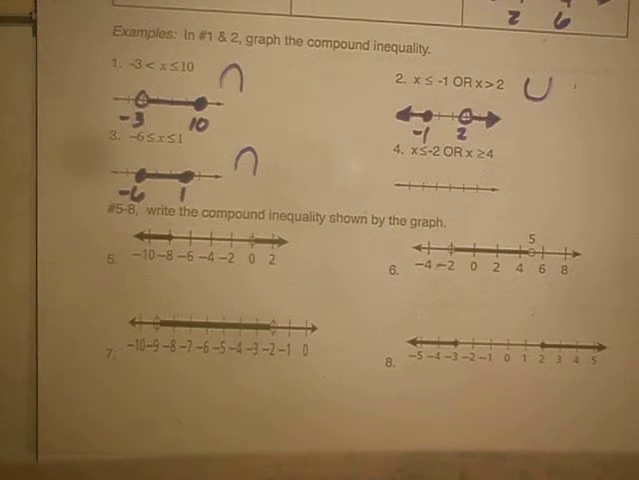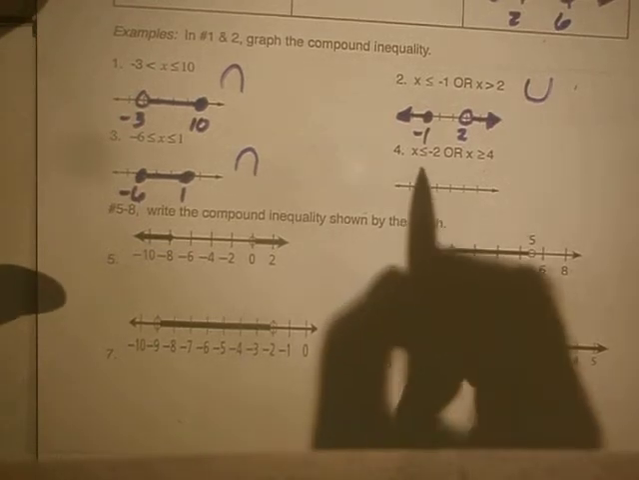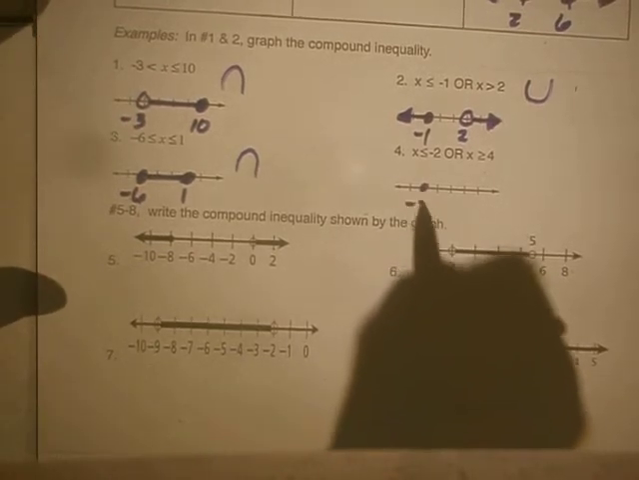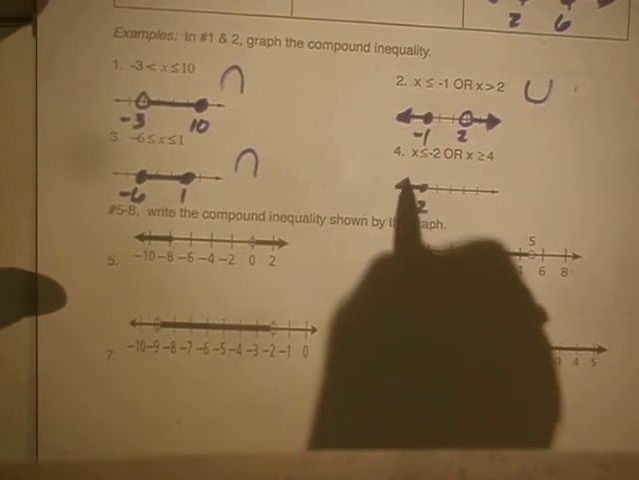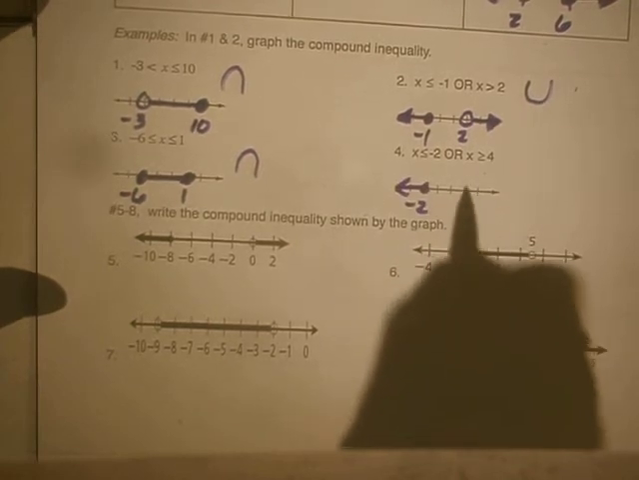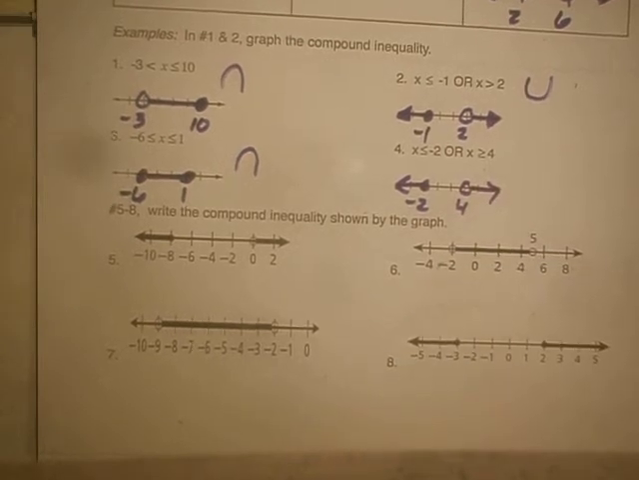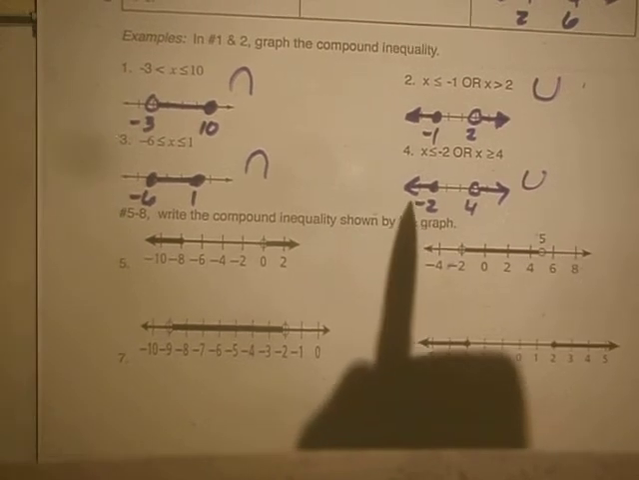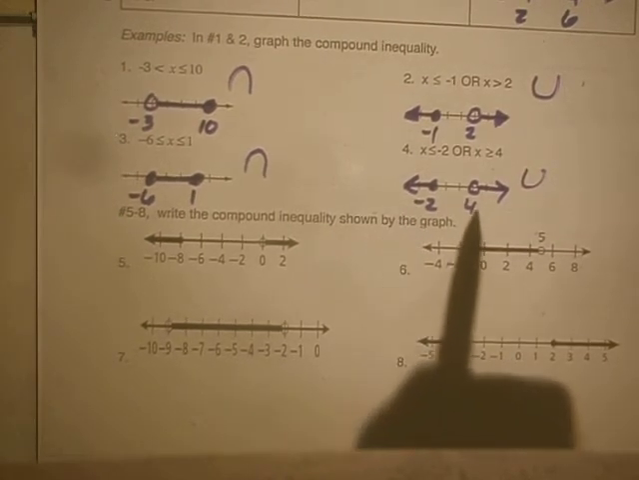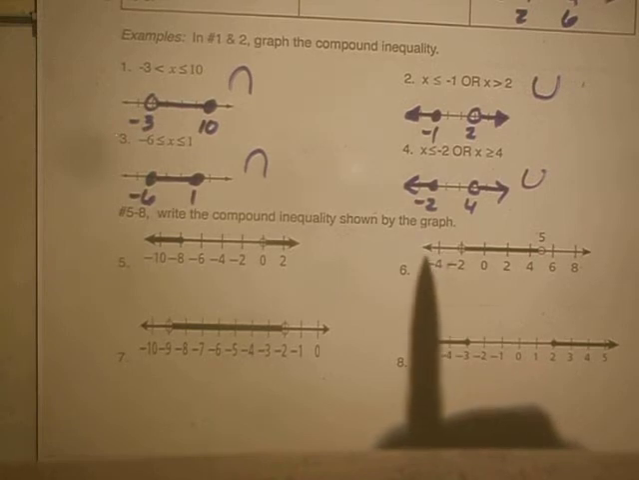And the last one, number 4, x is less than or equal to -2. We're going to go to the left. X is greater than or equal to 4, and we're going to go to the right. And that one is going to be a union. We have to take this first graph, the second graph, and put it together.